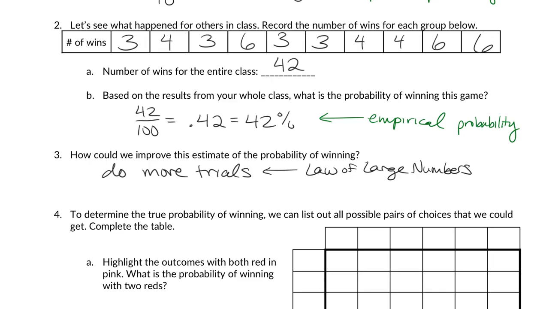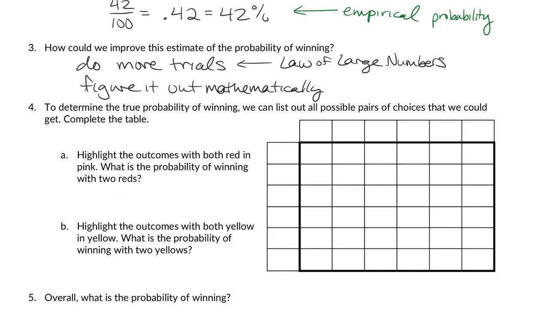And in fact, if we were really trying to find the probability of winning this experiment, we would want to do this mathematically. If we figure it out mathematically, it's a different type of probability because we're not basing it on an experiment or on our experiences. We're going to be basing it on mathematically what is all possible for us to do. And the way that we do that is through the use of what's called a sample space.